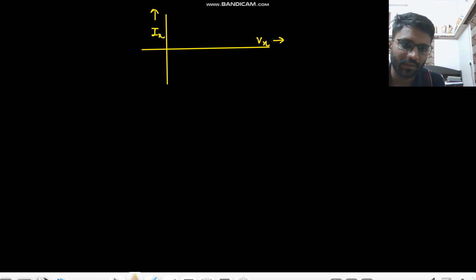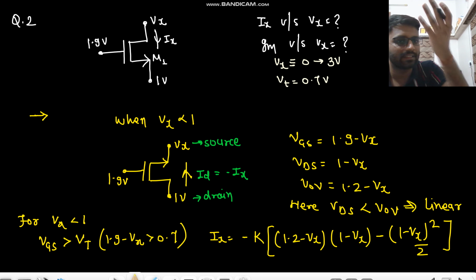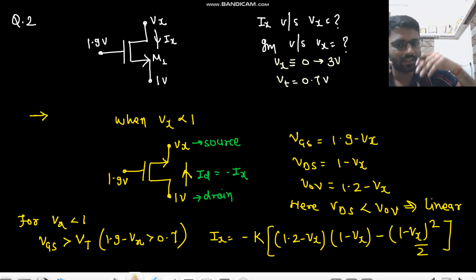So if we just draw the characteristics for Vx less than 1, Ix and Vx. Don't draw the characteristics by this equation. What you will see is that if you increase Vx, your VDS value is getting decreased, along with your VGS value. So your current should decrease, but it is getting decreased in the negative direction.